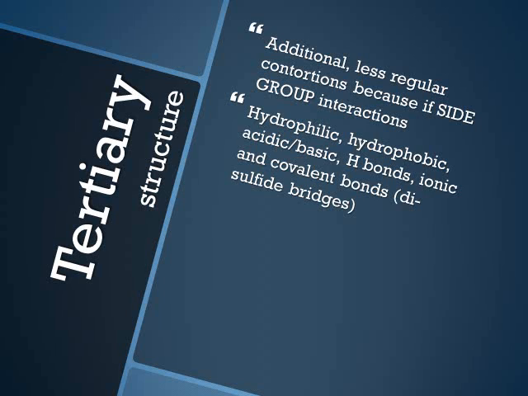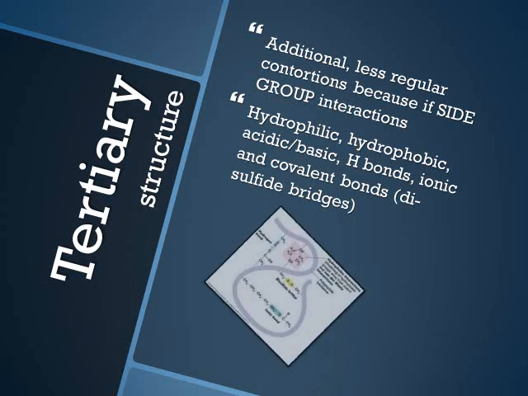There could be acid and base interactions if we've got the acid and base groups that we saw in some of the side chains. We could have some additional hydrogen bonding, not involving the backbone, but involving those side chains, and we could have some ionic or covalent bonds, such as those disulfide links that we were talking about in class.